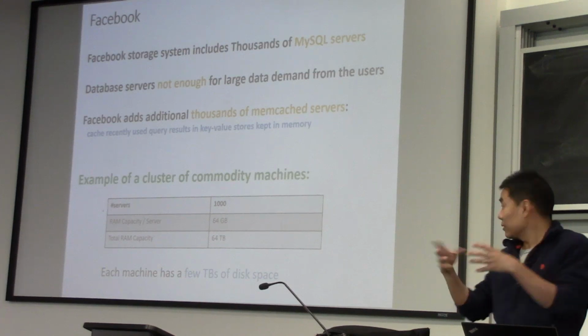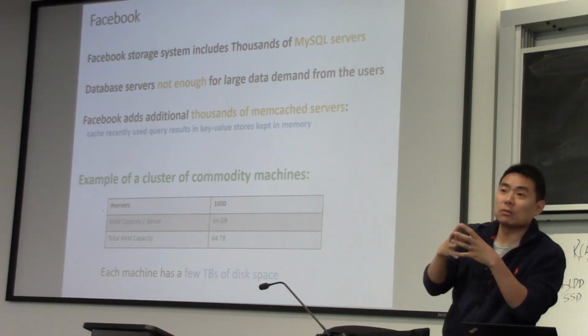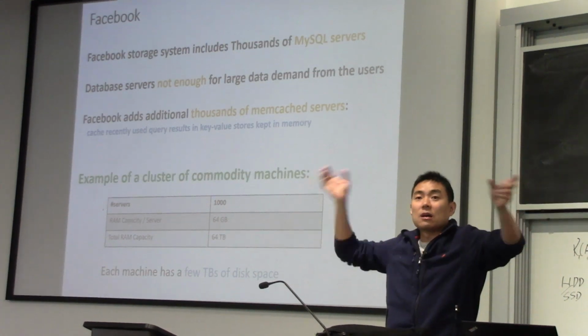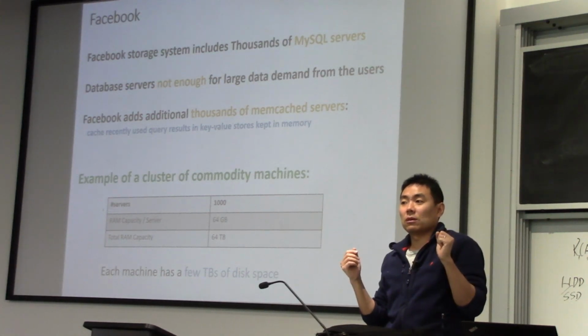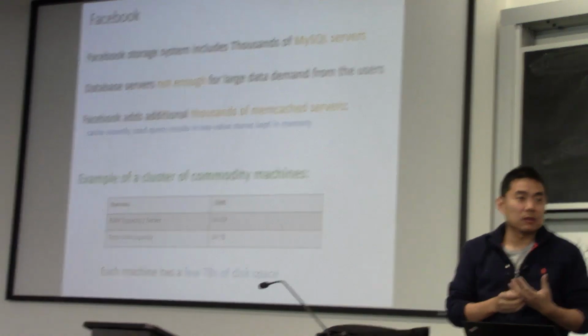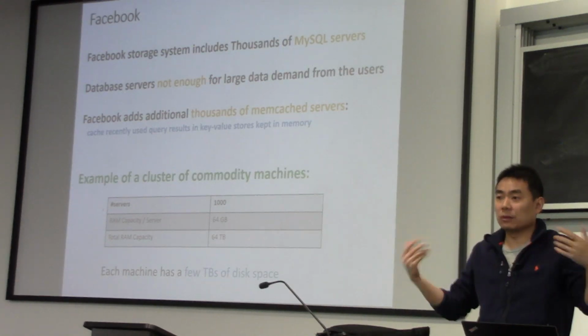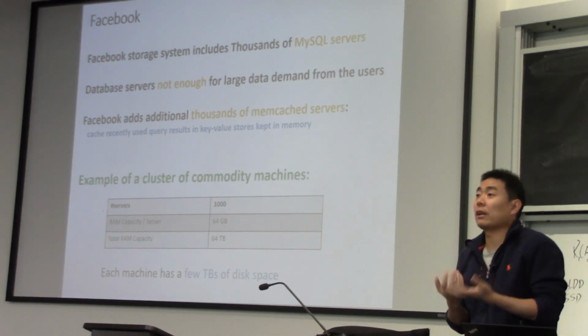And this 64 terabyte memory is not from a single machine, it's from multiple machines. How do you manage data across multiple machines? Who should store what? And where should a query be sent to and get executed? All these challenges need to be addressed.